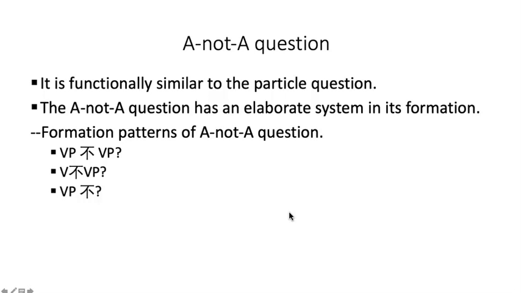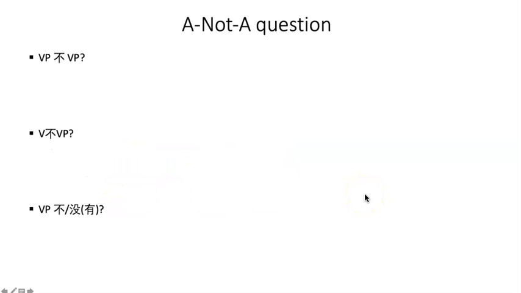A not A question is functionally similar to the particle question, which again is comparable to the English yes-no question. The A not A question has an elaborate system in its forms. The formal patterns of A not A question are these three types, and let's look at them one by one. The first one is VP not VP, or VP 不 VP.